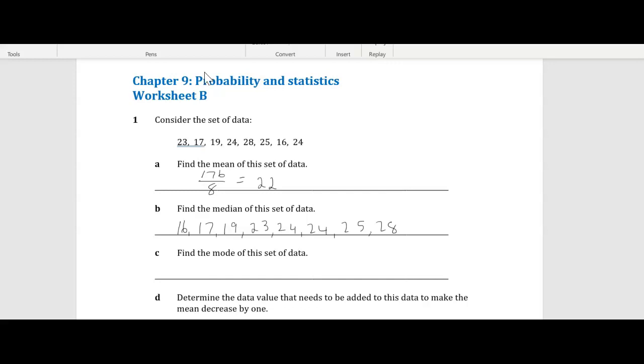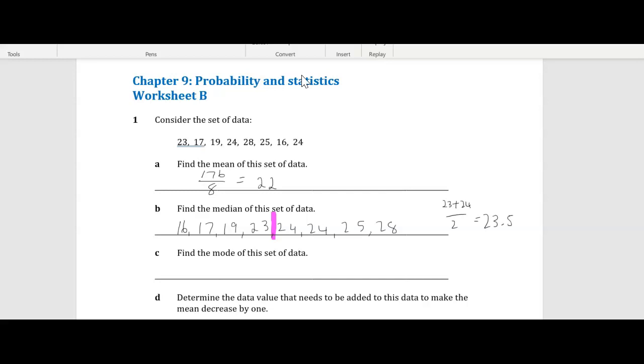So the median is halfway between 23 and 24. Okay, so we've got 2 equal groups of 4. So halfway between 23 and 24, we can just add them together. You probably already know it's going to be 23.5.